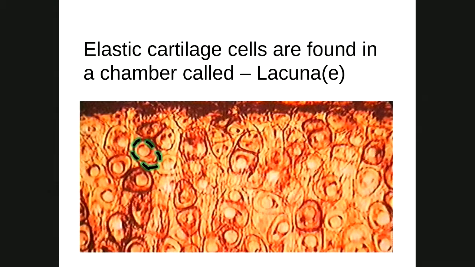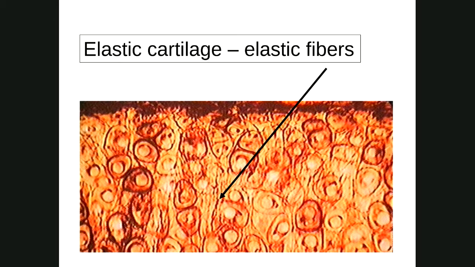So where do we find elastic cartilage? Things that need to bend and snap back to their original shape. The external ear, and also you're going to see it in the epiglottis. There are your elastic fibers. You can see those are also in high abundance in elastic cartilage.